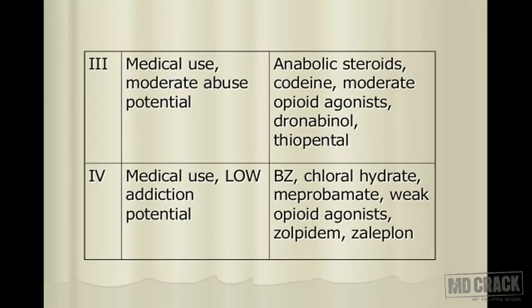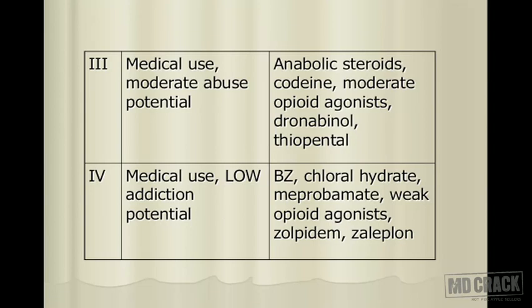Going to the next slide, we get the drugs which are in the Schedule 3, and these are the drugs with medical use and there is moderate abuse potential, and these include anabolic steroids which are used by some athletes sometimes and also by the lay public. Then you have codeine in this group. Then the moderate opioid agonists, the strong opioid agonists are under Schedule 2 and the moderate opioid agonists come under Schedule 3. Then you have dronabinol and thiopental.